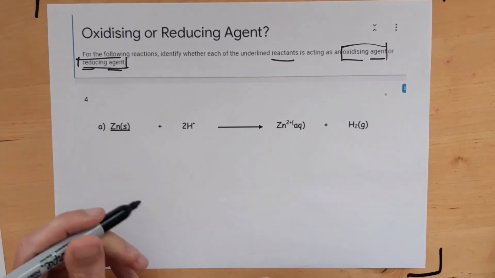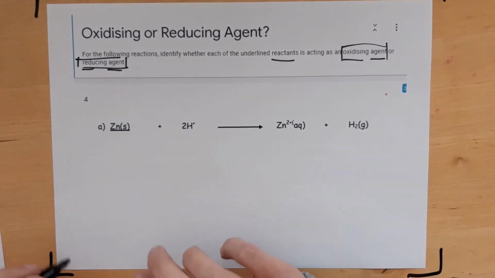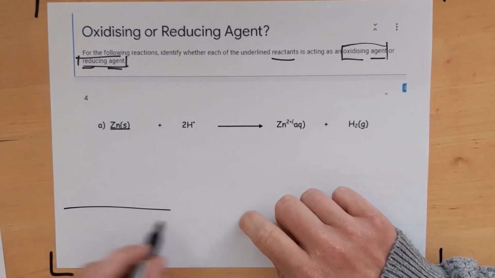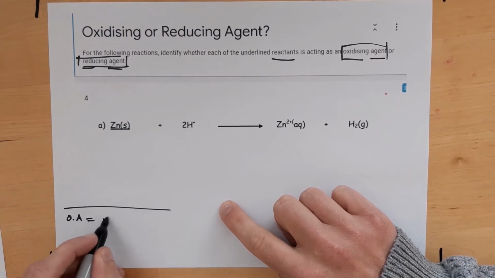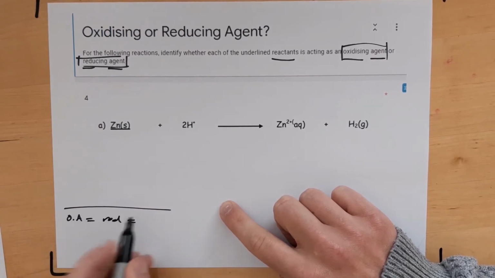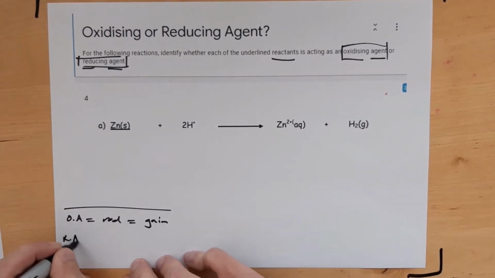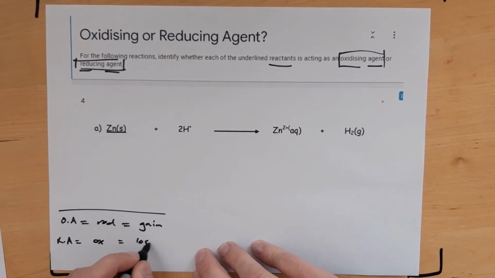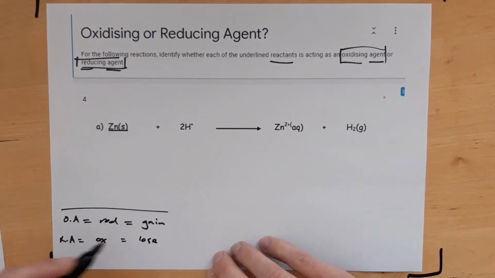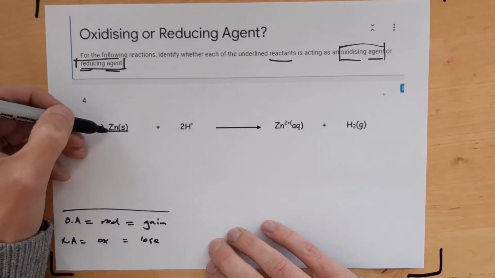I don't think it hurts to have this written down. If you're doing a test or an exam, just write it down so you've got a reference point. Let's say that our oxidizing agent is being reduced, which means it is gaining electrons, and our reducing agent is being oxidized, which means it is losing electrons. We're always talking about the reactants, remember, so it's always on this side. So let's take a look at this Zn.